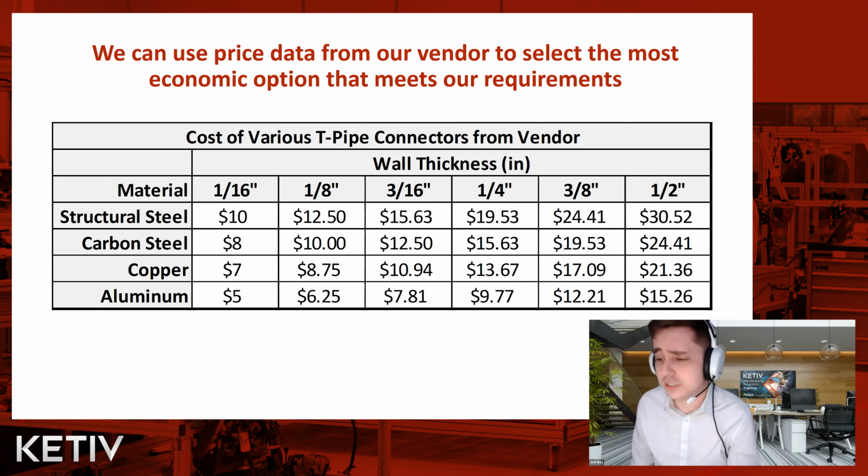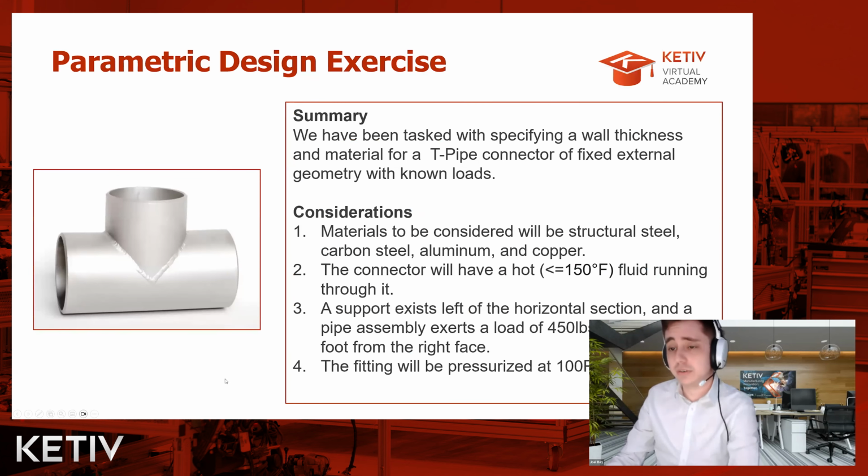So now we've got a price associated with all of them. Our cheapest material is aluminum at $5 for the thinnest pipe, 1/16 of an inch, and we have structural steel as the most expensive material. And then our pipes go all the way up to 1/2 an inch in thickness. So yeah, it'll be a little bit more interesting. We'll now assess all of these pipes and just choose the cheapest one that meets our design requirements, which were listed up here. So now I'm just going to go into the demo.